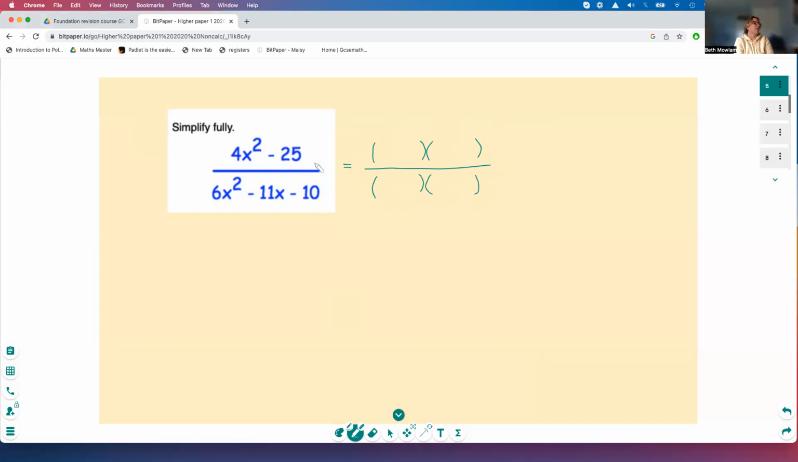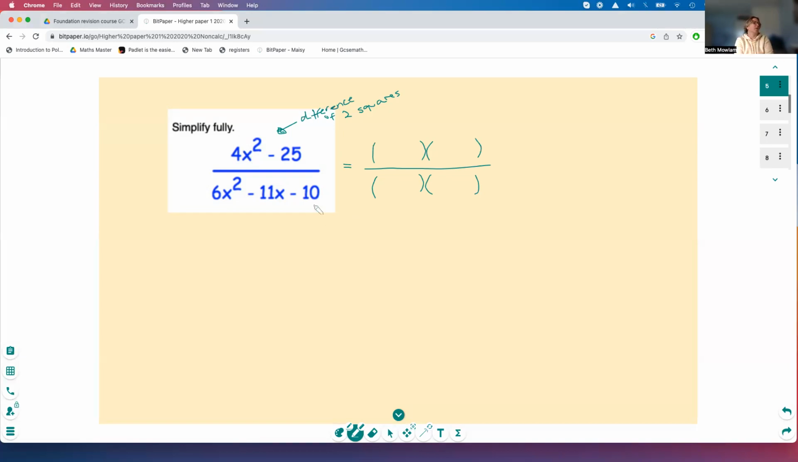Now for the top row, what you may have noticed is this is what we call a difference of 2 squares. Now, that is a certain type of factorization. What that means, 4x squared is a square number. 4 is squared, x squared is squared. 25 is a square number. We're finding the difference between them, we're taking them away. That's why it's called the difference of 2 squares.